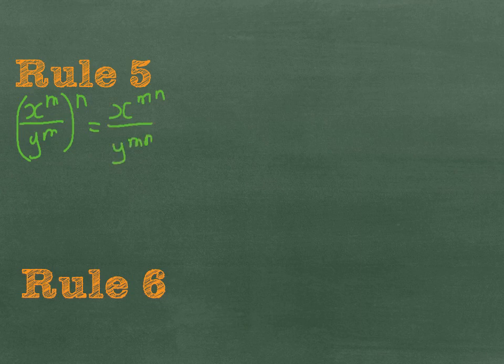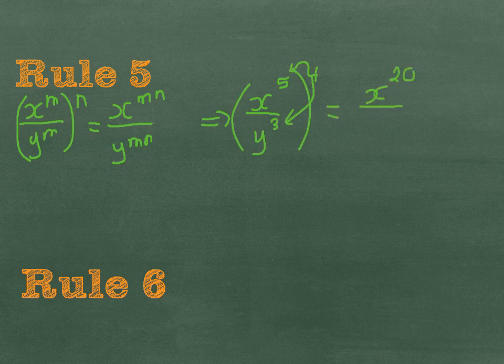Okay, so I'll give you two examples. One with a variable and one with actual numbers. An example of this would be x to the 5 over y to the 3, all to the power of 4. So we have to multiply this to all of the exponents. So you get x to the 20 over y to the 12.